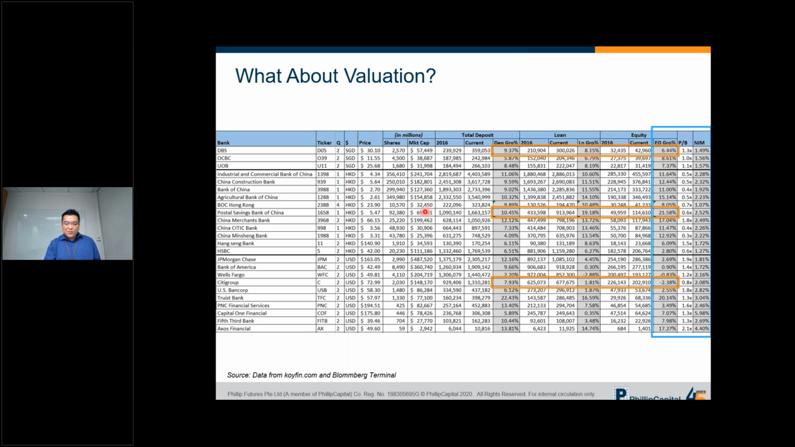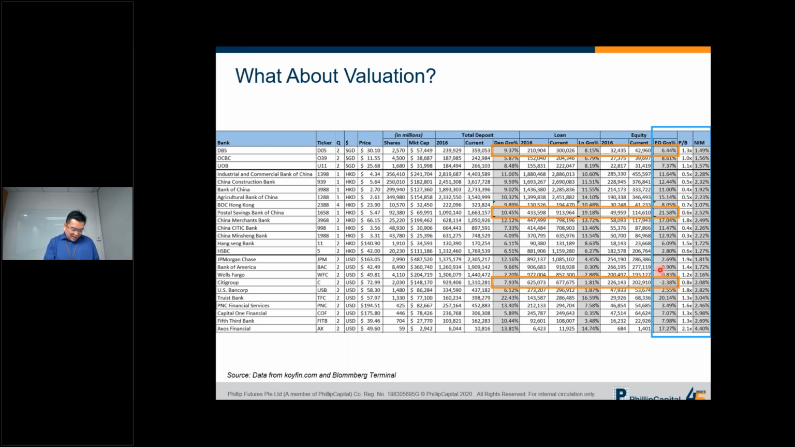Over here, you have this Postal Savings Bank of China. Take note that the loan growth is almost 19% annualized, and you look at the equity, 21%. Then look at Citigroup. The loan growth is 1%. We have deposit growth close to 8%, but look at the equity growth, it is -2%.